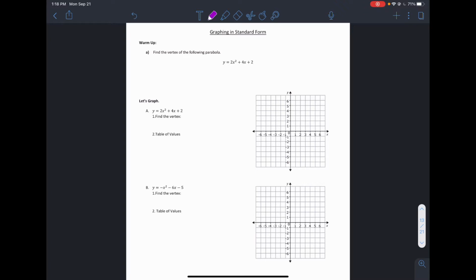So, the first thing we want to do is make sure we can find the vertex of something in standard form. Remember, to do that, we're going to do x equals negative b over 2a and then plug in.